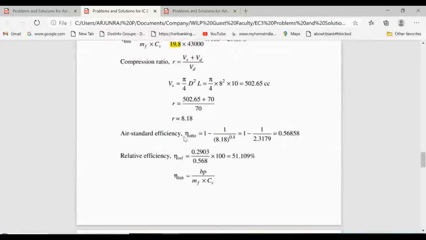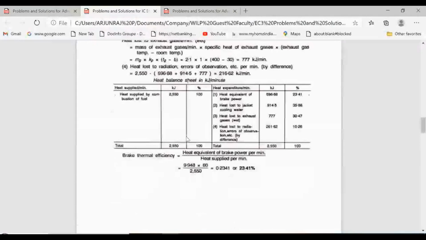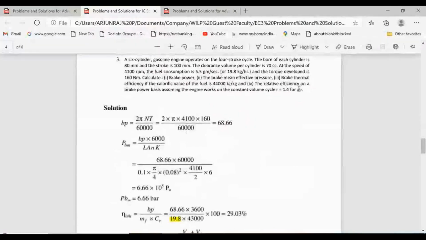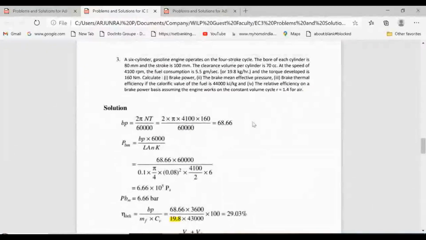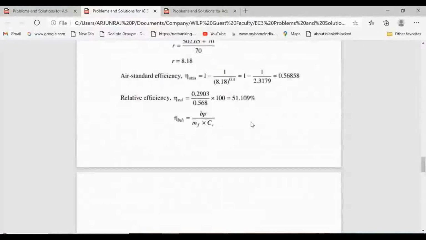Similarly, when they're asking you to calculate the air standard efficiency of a diesel cycle, you have to use the formula of a diesel efficiency. We have seen the formula. Okay. Now, what is the question here? The question here is the relative efficiency on a brake power basis, assuming the engine works on a constant volume cycle. They gave gamma as 1.4, and they are asking to calculate the relative efficiency with respect to the brake power.